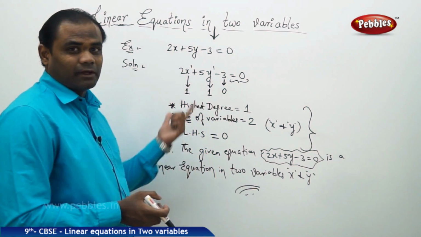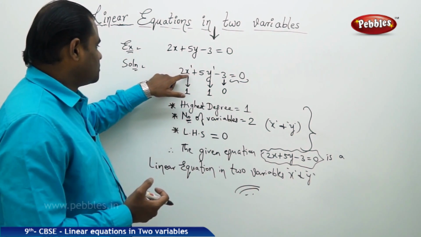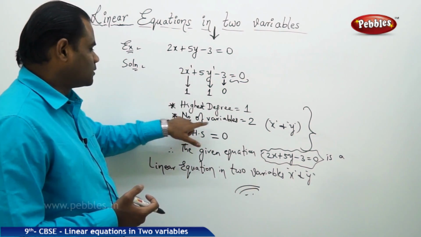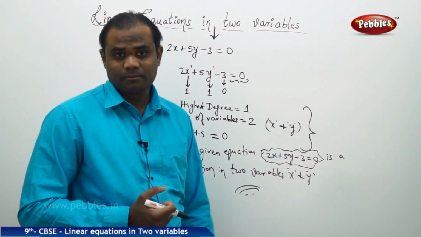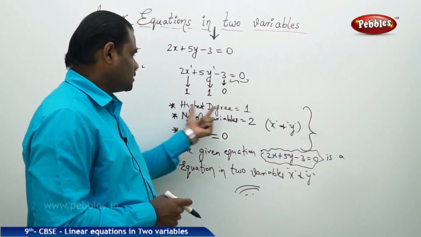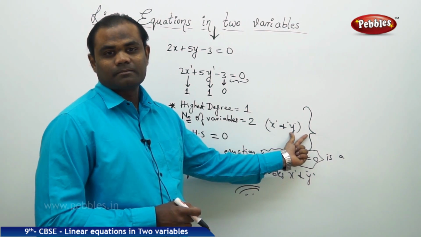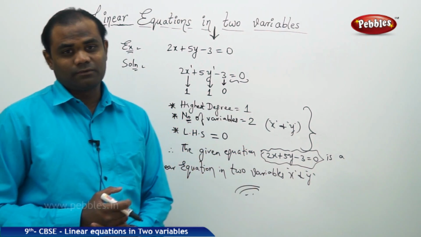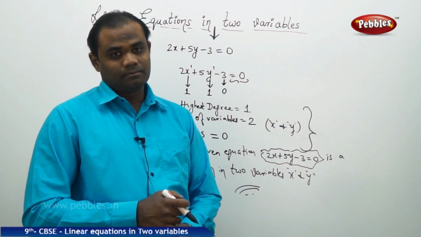Clearly, we identify the number of variables in the entire polynomial. The variables here being x and y. Therefore, the number of variables is 2, x and y. Therefore, I can now assume that this is a linear polynomial in two variables x and y, is how we justify.